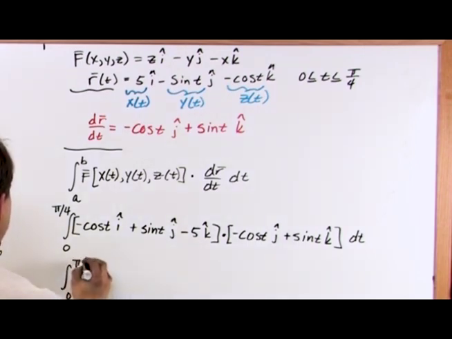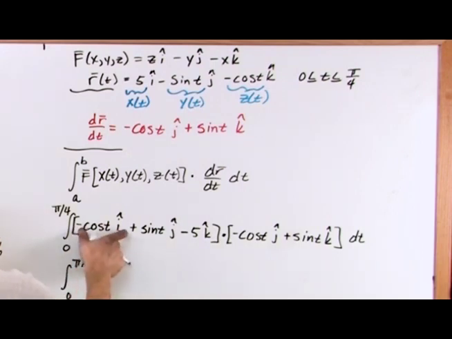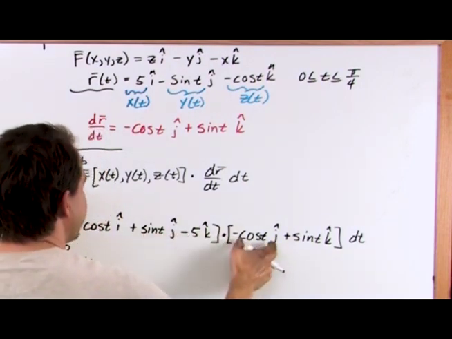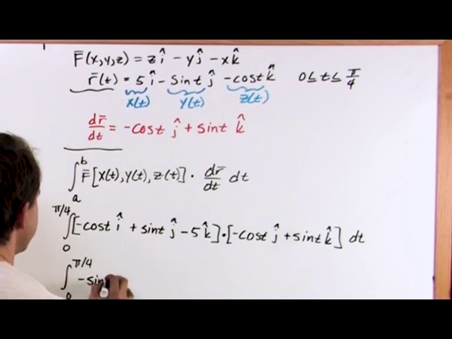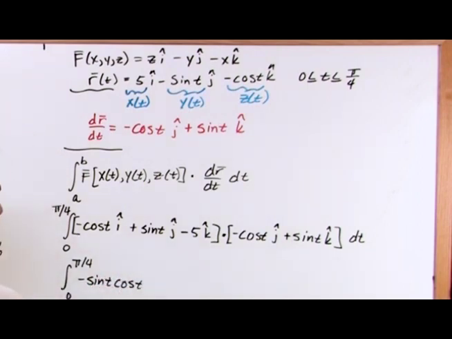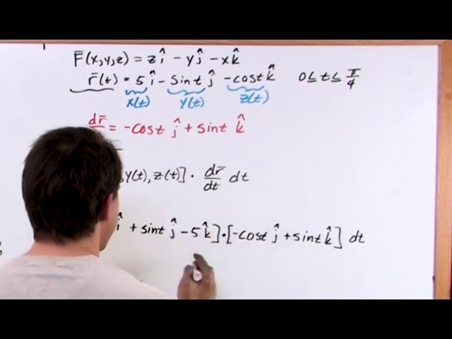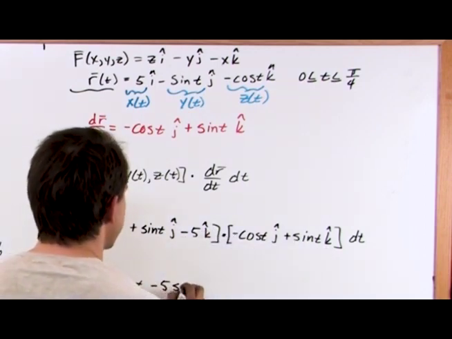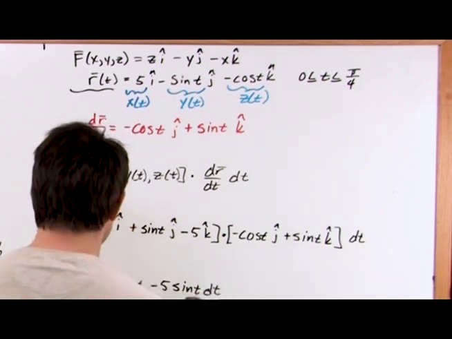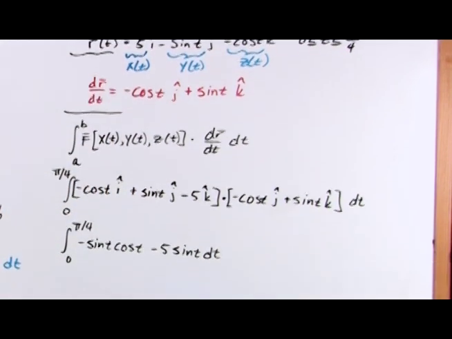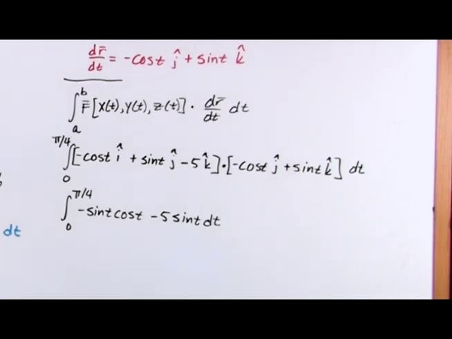So 0 to pi over 4, okay, I dotted with i, there's no i over here, so that doesn't contribute. j times j, I'm going to have negative sine t times cosine of t. And then for the k's, I'm going to have negative 5 sine of t dt. So what I actually end up with at the end of the day is negative sine cosine minus 5 sine t dt. And this is an integral over t, and I have t's everywhere, and I have 0 to pi over 4. So really, this is now finally reduced to doing a regular old plain Jane integral.